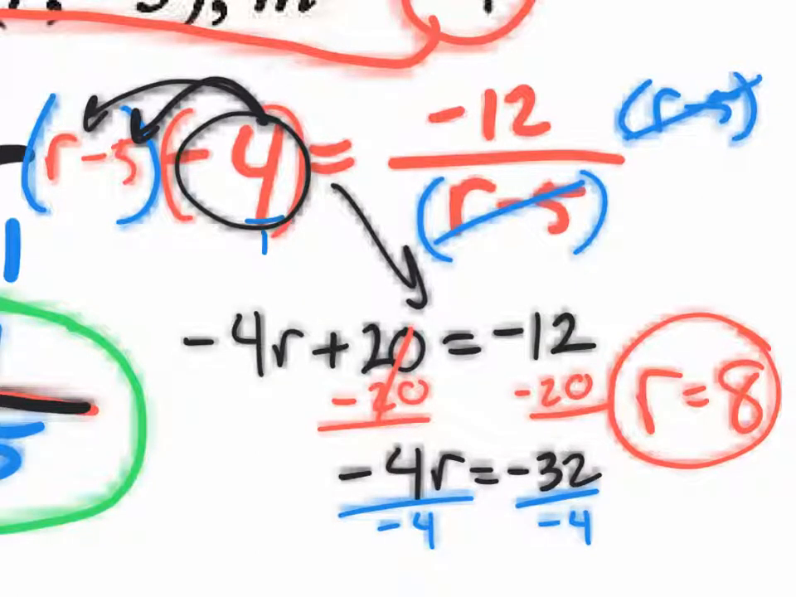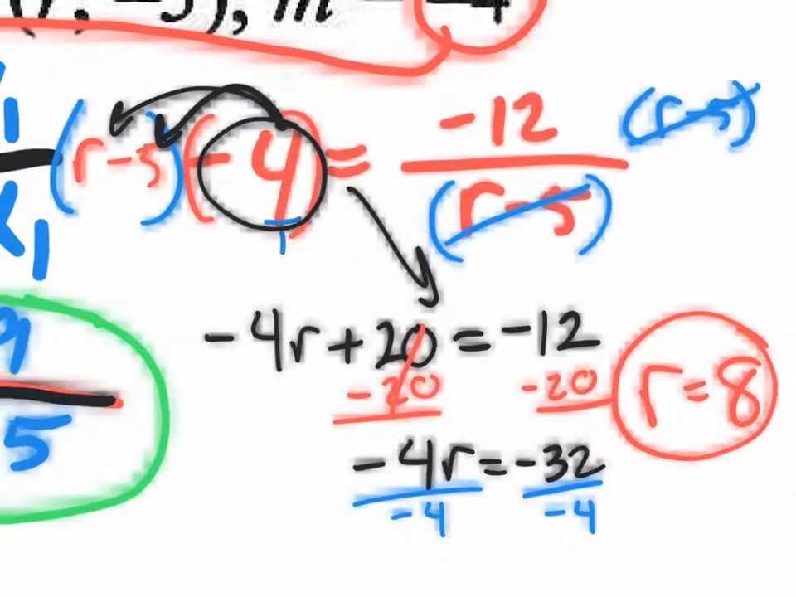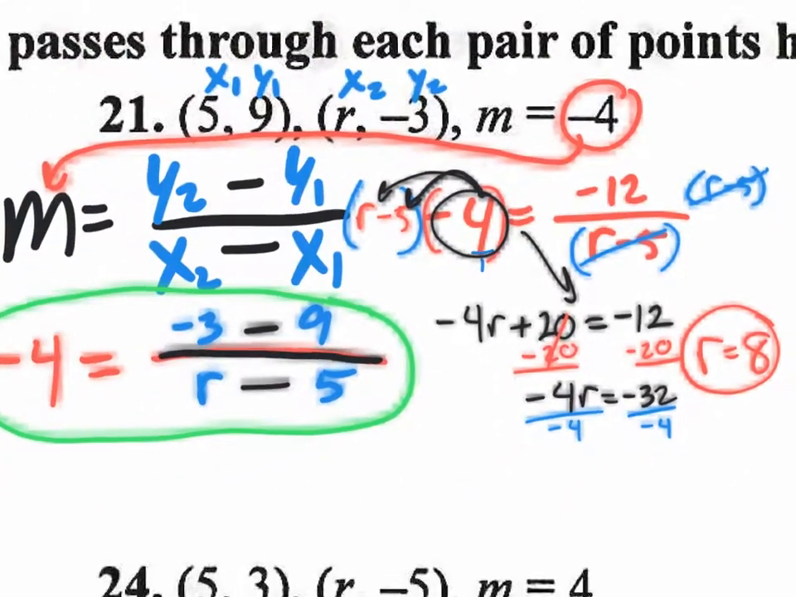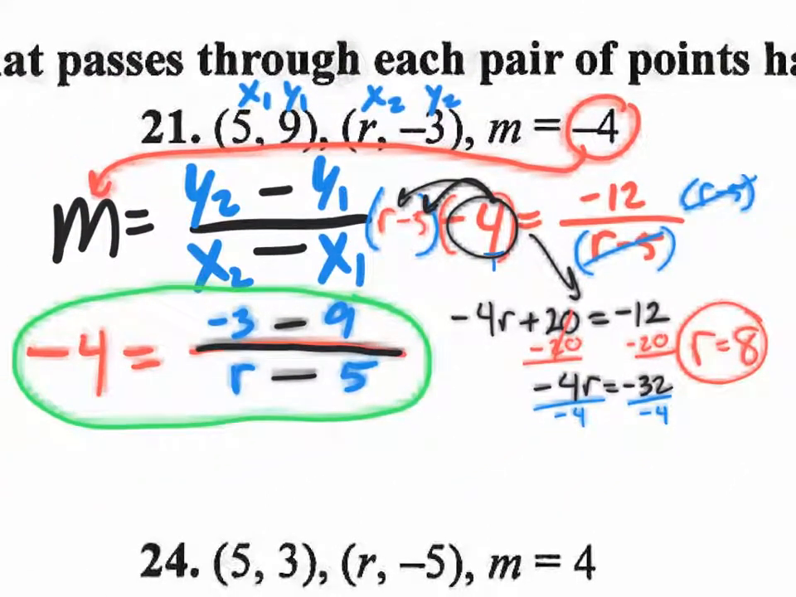It's a lot of work, but if you know what you're doing, you should be able to get that correct answer. r equals 8. The only thing we found was the x value of the second coordinate. If there were an 8 right here, and you drew a line that goes through the coordinates (5, 9) and (8, -3), that line would be pretty steep going down from left to right because the slope of that line would be -4.